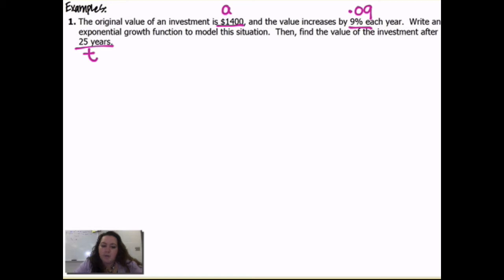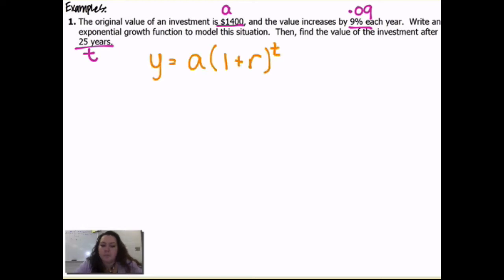So A, my original term, is 1,400. My rate is 9%, which as a decimal is 0.09. You have to move it 2 places because 100 has 2 zeros, so you move it 2 places to the left. And then my time is 25.